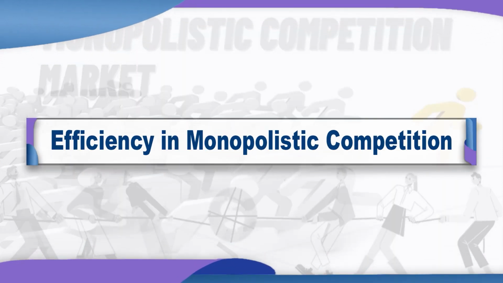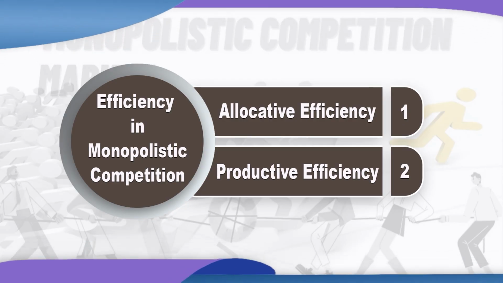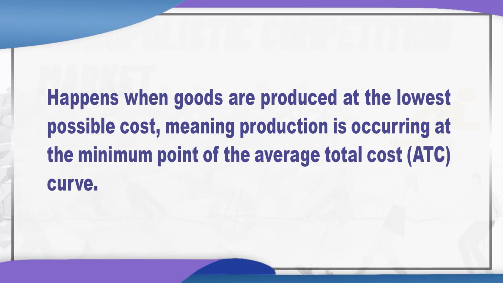Efficiency in monopolistic competition. So, efficiency in economics generally refers to how well resources are allocated to maximize overall welfare in a market. The two main types of efficiency relevant to market structures are allocative efficiency, which occurs when resources are distributed in a way that maximizes consumer and producer surplus, typically when the price of a good equals its marginal cost. This we have seen earlier as well. Productive efficiency happens when goods are produced at the lowest possible cost, meaning production is occurring at the minimum point of the average total cost curve.